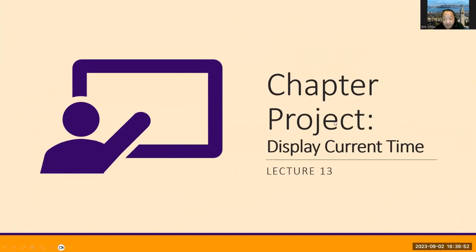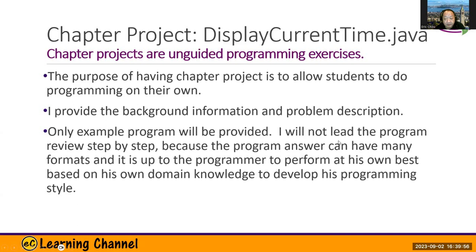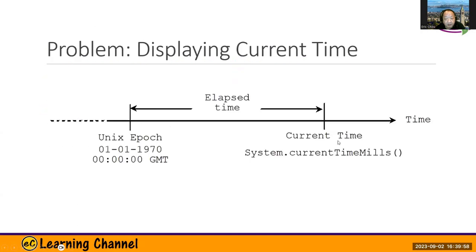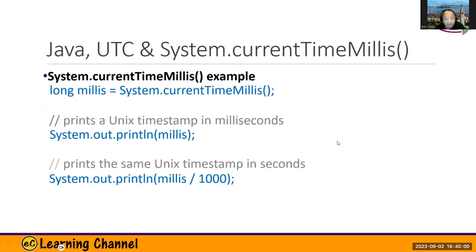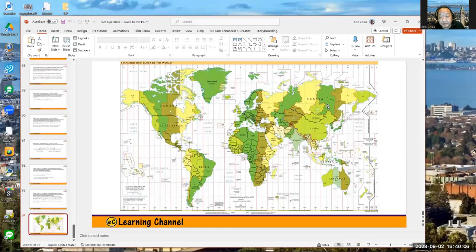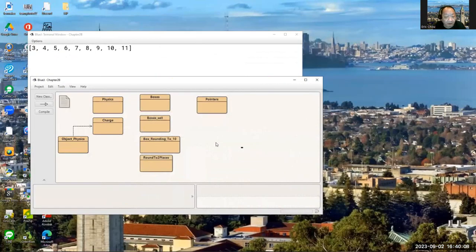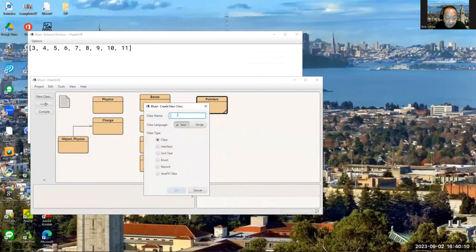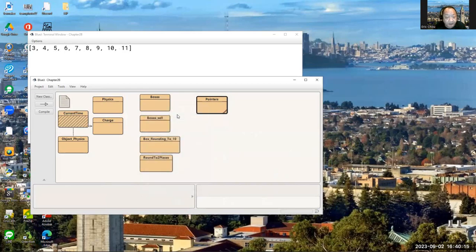I'm going to work on this one, display current time from system, okay? So this one, we are going to get the computer time and show it as a clock, okay? And this is related to our operand. So let's call this class CurrentTime, okay?